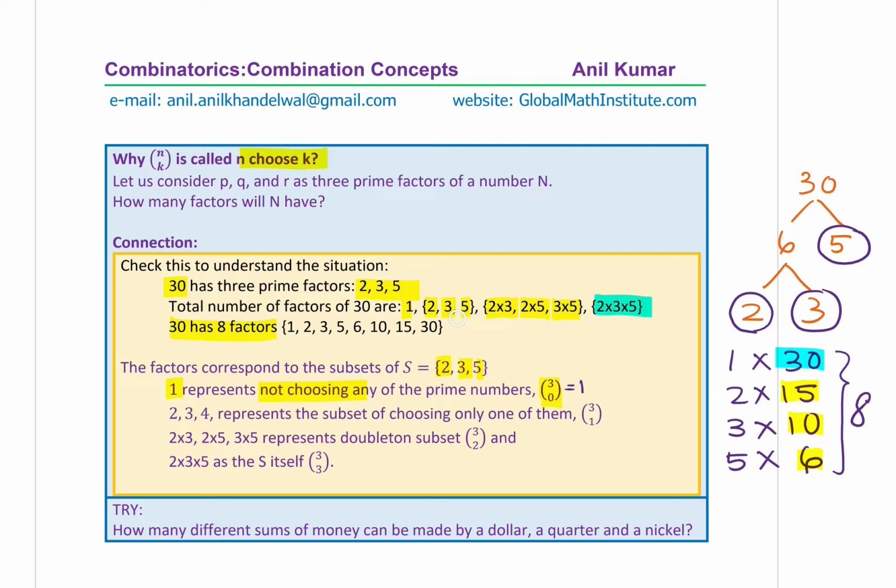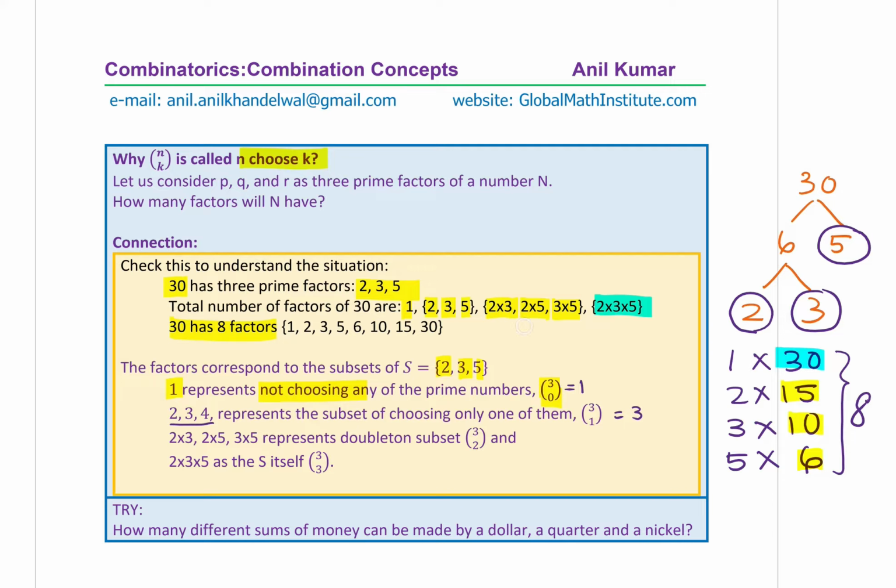That is a singleton subset, right? So 2, 3, 5 represent the subset of choosing only one of them. That means 3C1. The value of 3C1 is 3. Perfect, right? So these are the three factors if we choose only one of them.